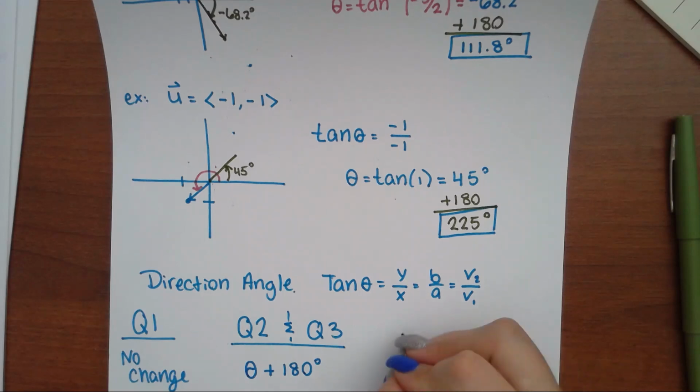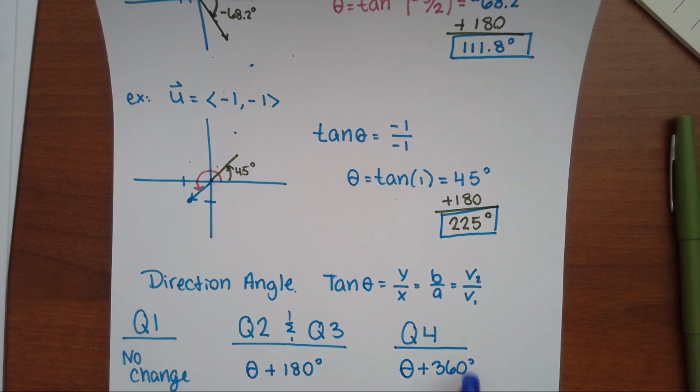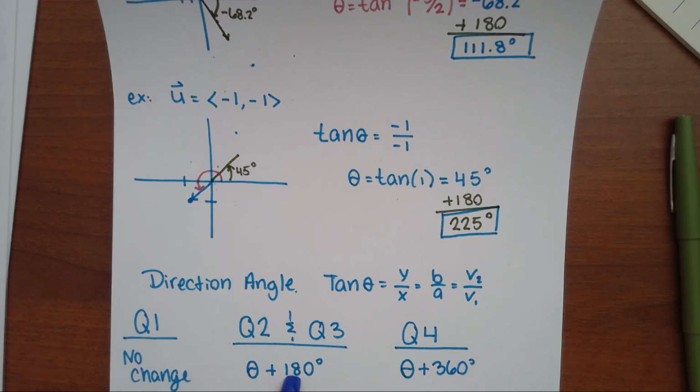And then in the final quadrant, quadrant 4, that's when we find that coterminal angle, and we take theta and add 360 degrees. So that's going to be when you find your final angle there in quadrant 4. So one of them is no change, the other two are add 180, and then the last one would be to add 360 degrees.